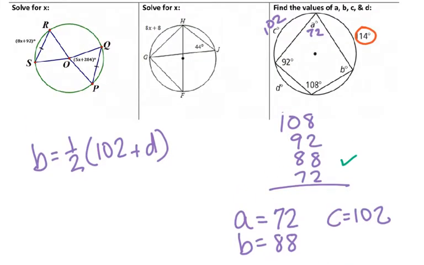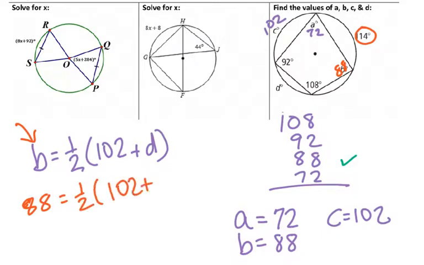Okay, so I have three of the four pieces. I'm going to fill in that this one is 88 degrees. And so I can use that now right over here because I said earlier that B is equal to 1/2 of the 102 plus D. And so I can just solve that equation. So I'm going to multiply by 2 on both sides.